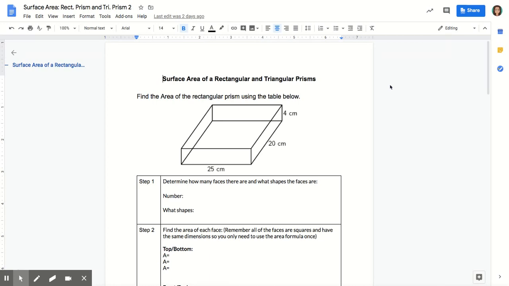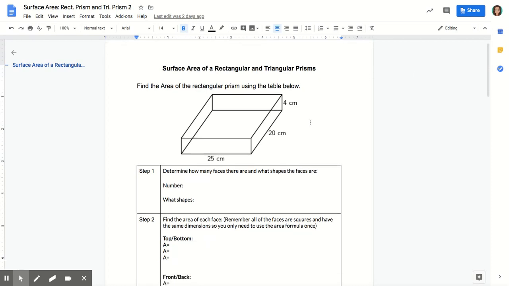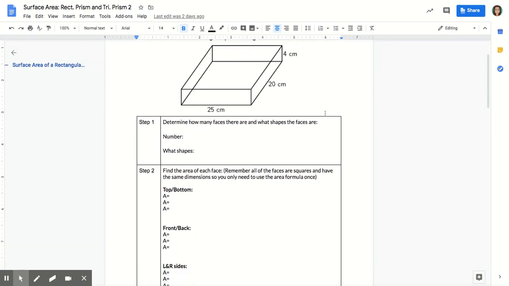So the first thing we're going to do is take a look at the surface area of rectangular and triangular prisms. We're going to start with a rectangular prism, and that's shown here. Step one is to always determine how many faces there are and what shapes the faces are. If we remember, the faces of a three-dimensional figure are the different shapes that it's made up of. In a rectangular prism, all of those shapes are rectangles, but they can be of various sizes, and there's 6 of them. So I want to outline on here what the 6 faces are.